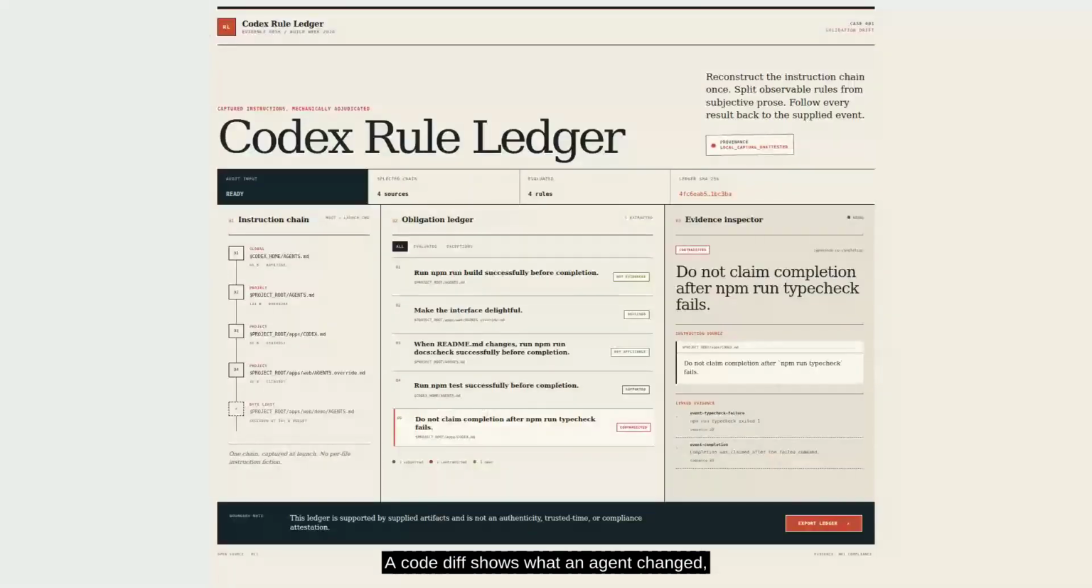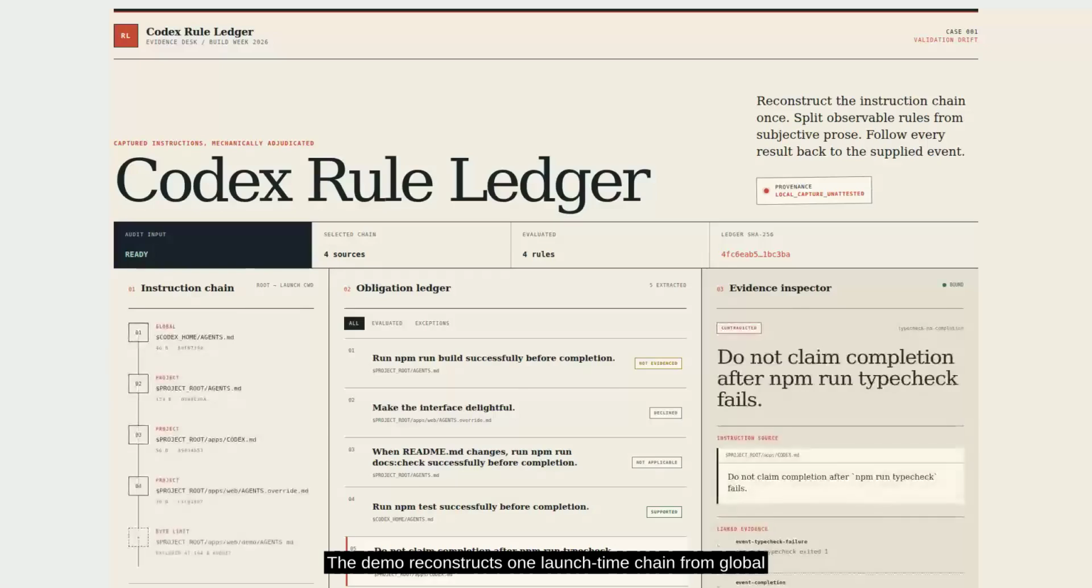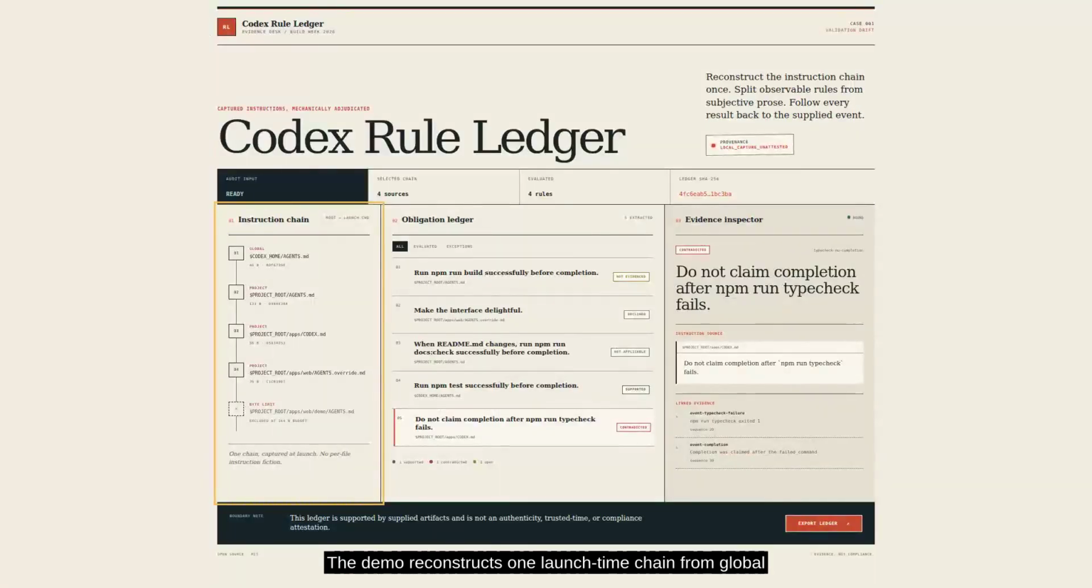A code diff shows what an agent changed, but not which layered instructions govern the run or whether the session supports its validation claims. Codex Rule Ledger turns those supplied artifacts into an inspectable evidence ledger, always labeled as an unattested local capture. The demo reconstructs one launch-time chain from global scope to the working directory.